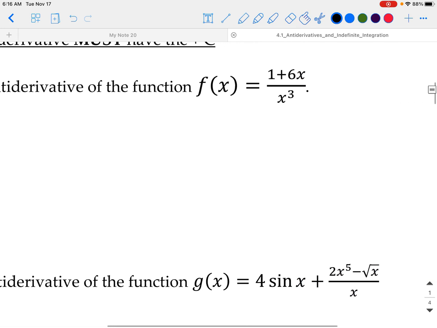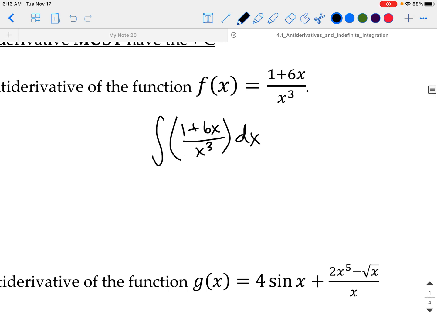So let's go ahead and scoot over here. So if that is little f of x, then we want to find the integral of 1 plus 6x over x cubed dx. So that's what our expression is going to look like. And this is going to equal our dy. But we don't have to write that left-hand side. We can just write the integral expression.